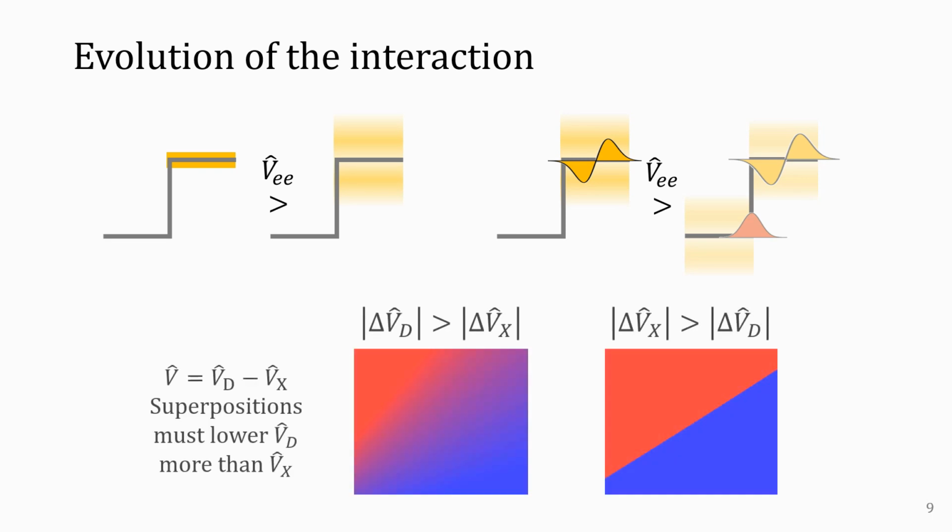As for superpositions, these are driven by interactions, and so for a superposition to be favorable, it must weaken the direct interaction more than the exchange interaction. Once we account for the layer split wave functions and the spatially extended pz orbitals, this is no longer the case.